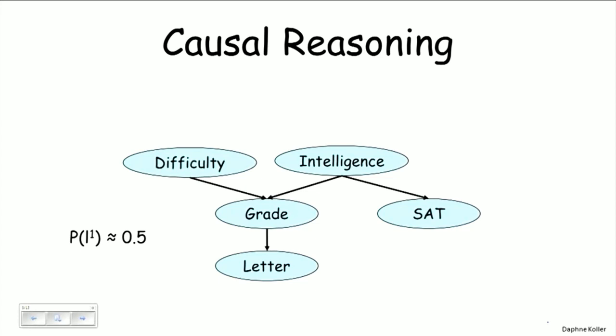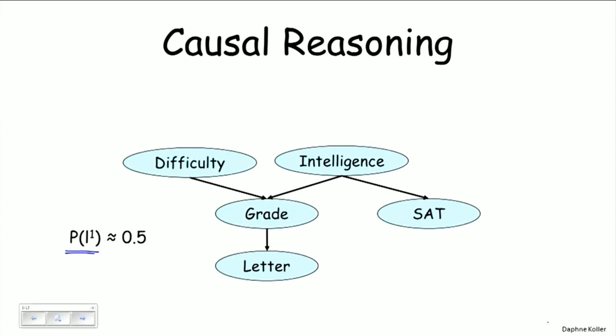So for example, now we're asking what is the probability of getting a strong letter. And we're not going to go through the calculation because it's going to be tedious to sum up all these numbers, and I can just tell you that the probability of L1 is 0.5.